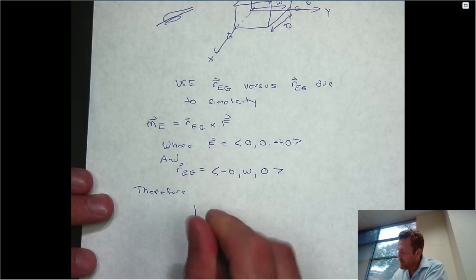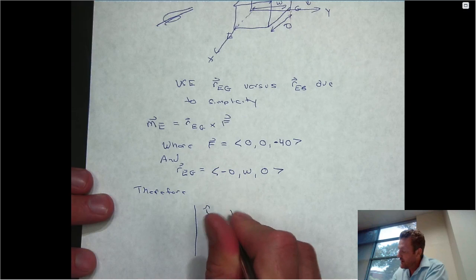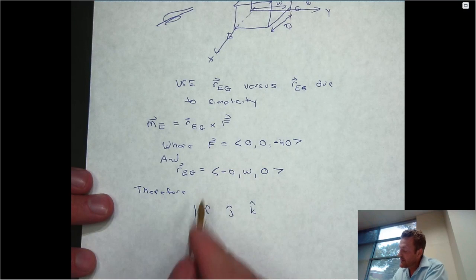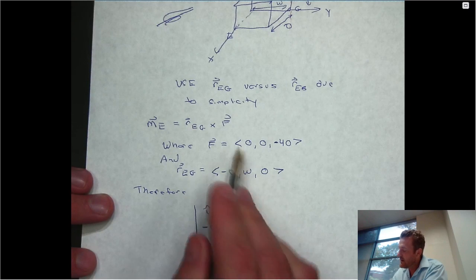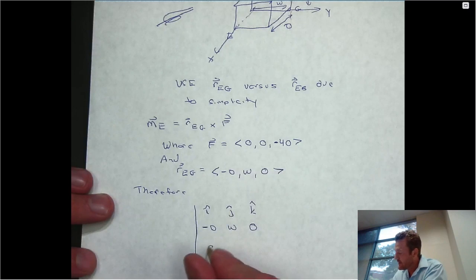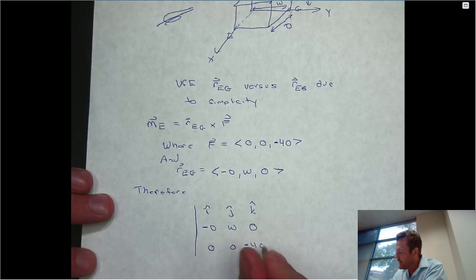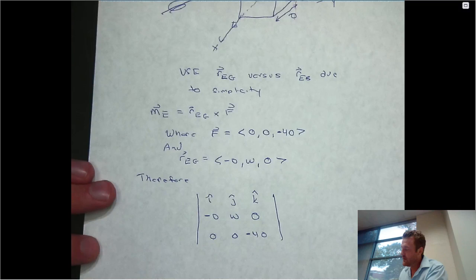We can't do the math, but let's just arrange our 3x3 determinant matrix. We put the basis vectors in the first row, i hat, j hat, k hat. Then we put the components of our position vector, minus d, w, 0. Then we put the components of our force vector, 0, 0, minus 40. Now let's see what would happen if we do the determinant.